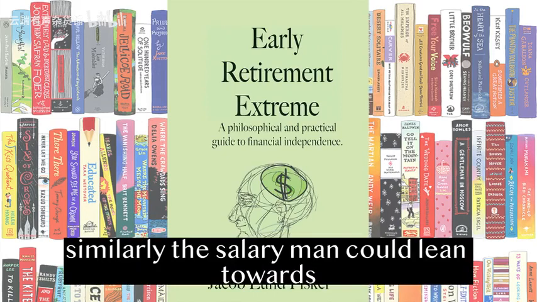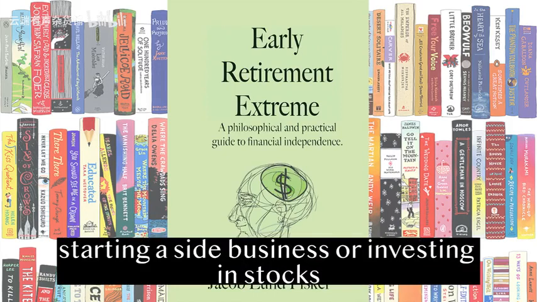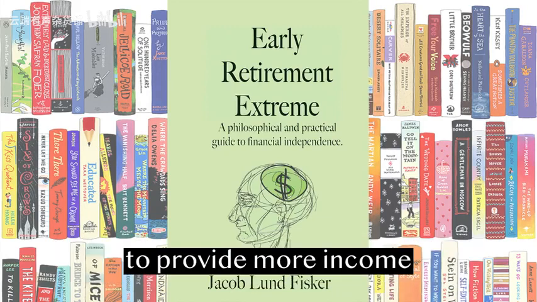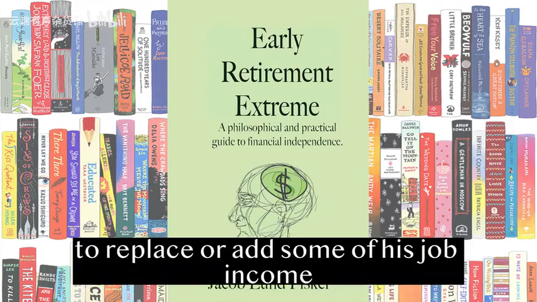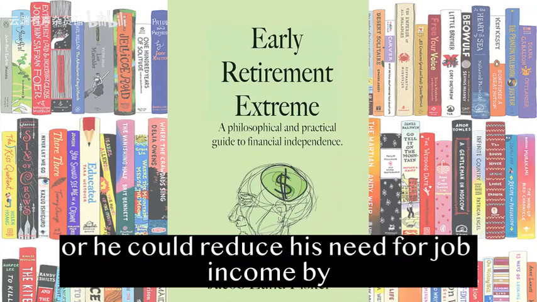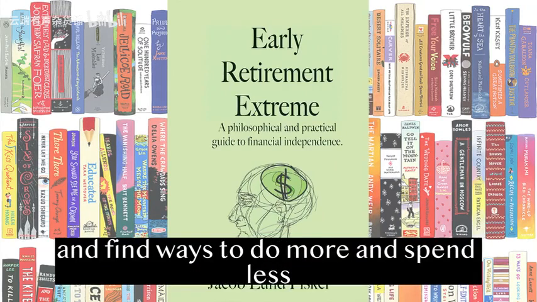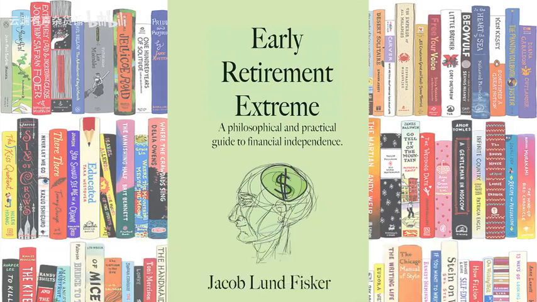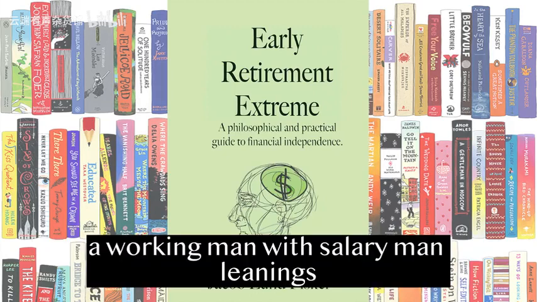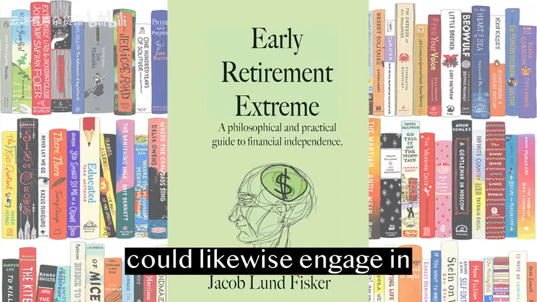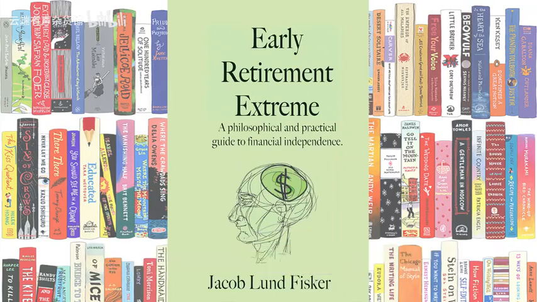Similarly, the salaryman could lean towards starting a side business or investing in stocks to provide more income to replace or add some of his job income, or he could reduce his need for job income by divesting some of the things he has financed and finding ways to do more and spend less. A working man with salaryman leanings could likewise engage in longer-term consulting projects.